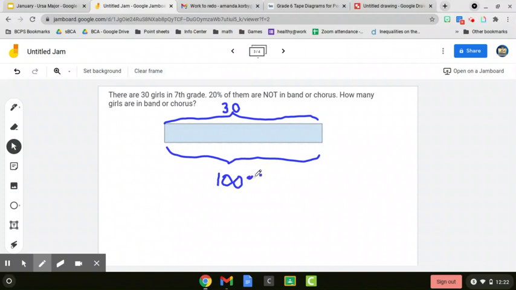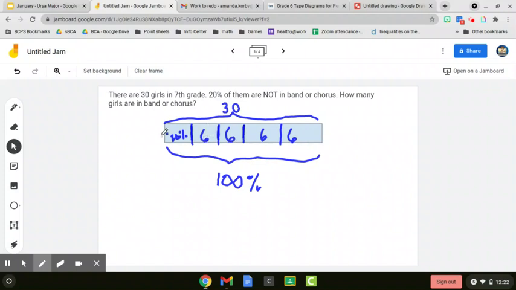So it says 20% of them are not in band or chorus. Well, I know 20 goes into 100 5 times. So I can take my 100% and divide it into 5 equal pieces. Let's see if I can divide it equally. Yeah, close enough. So each of these is 20%. And we know that because we divided it into 5 equal pieces. So 30 divided by 5 would be 6. So each of these pieces is 20% or 6 girls.